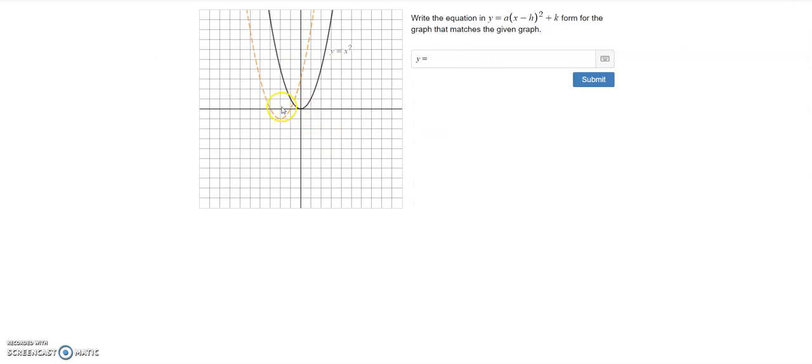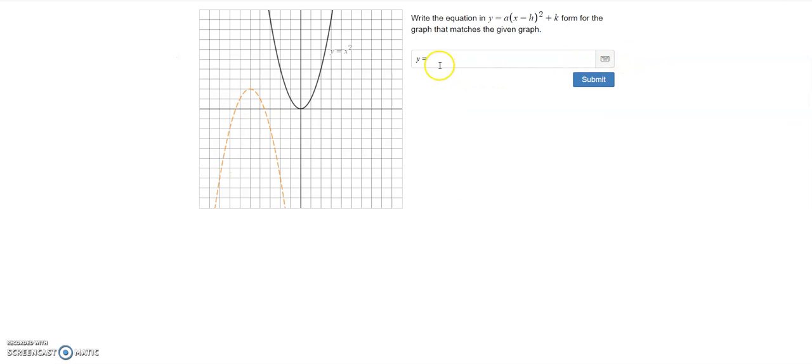All right, we're moving it 2 steps to the left, 1 step down. 2 steps left, which means x + 2. Let's square it. And now let's move it 1 step down, -1. There we go.